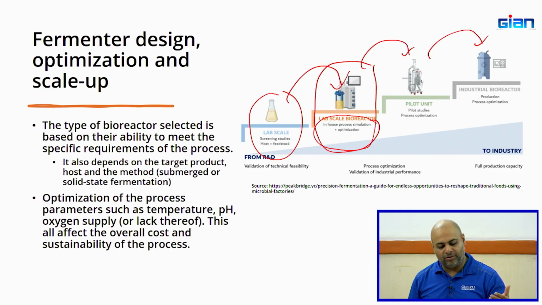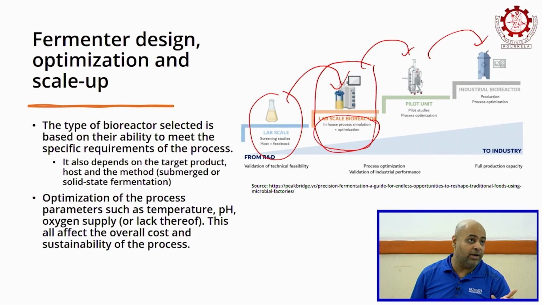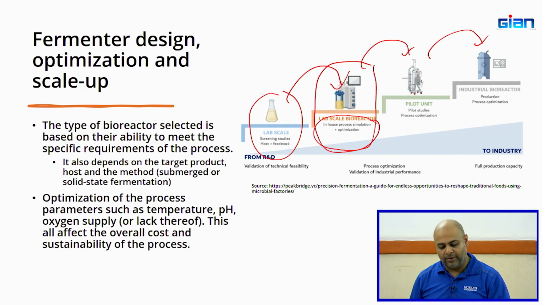So optimization of the process parameters such as the temperature, the pH, the oxygen supply, or sometimes you might not require oxygen, so you might require a completely anaerobic condition. So this all affects the overall cost and sustainability of the process. Okay?